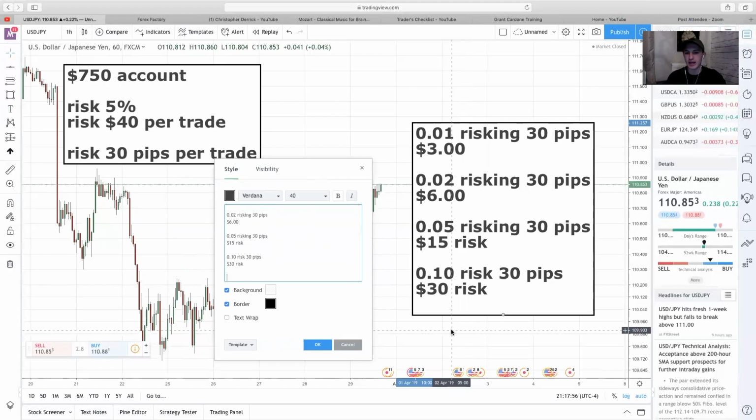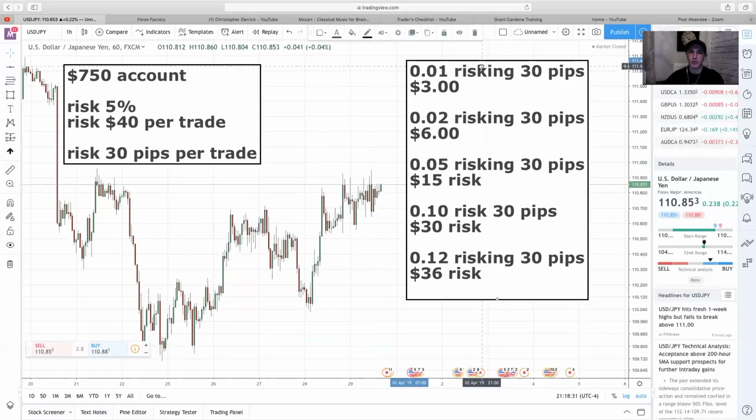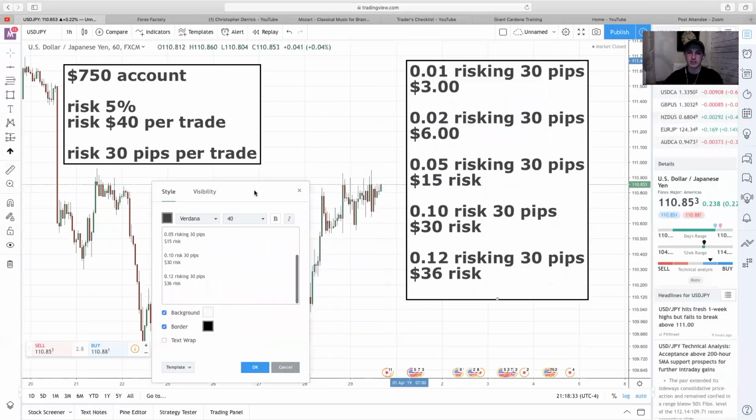So we know we can go higher than a 10-cent lot size. Let's skip another one and do a 0.12, risking 30 pips. I'm going to do it on my calculator so I don't mess it up. That's $1.20 per pip, times 30, which is $36. So now we're risking $36 with a 12-cent lot size, but we're willing to risk more than that, so let's jump to the next one.